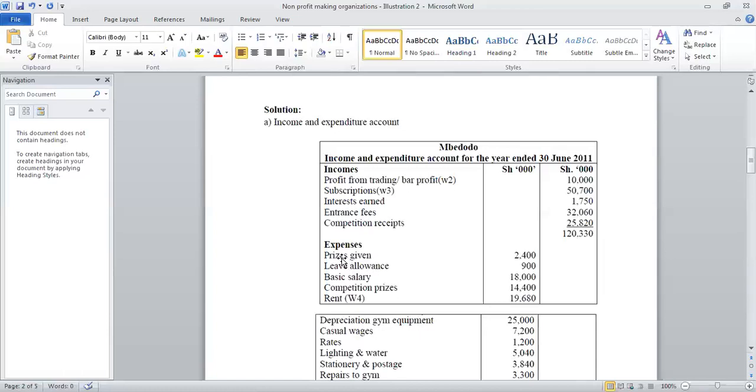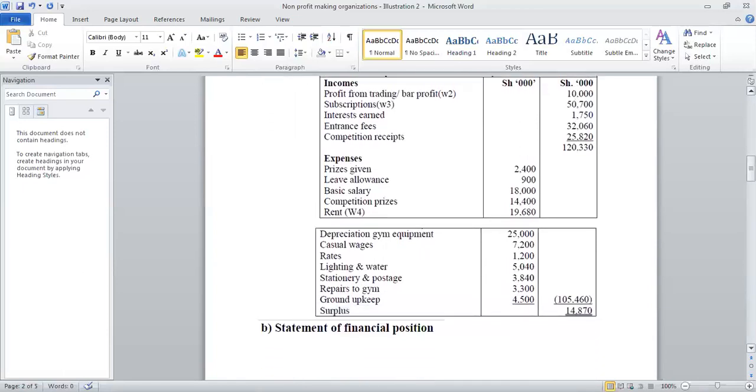On the expenses, we have this, the prizes given, the allowance, all these, unless something like rent was requiring adjustment, all these you get them from the payment side. So the total income minus the total payment will give us now either the surplus or the deficit. But in this case, the total income is higher than the total expenditures. So this particular club witnessed what we call the surplus.